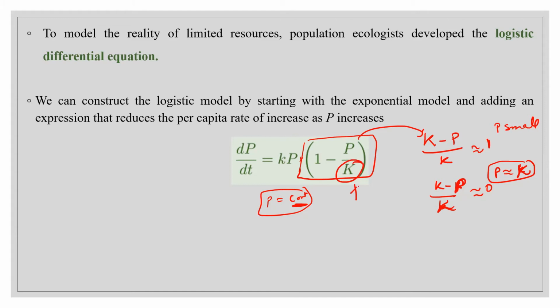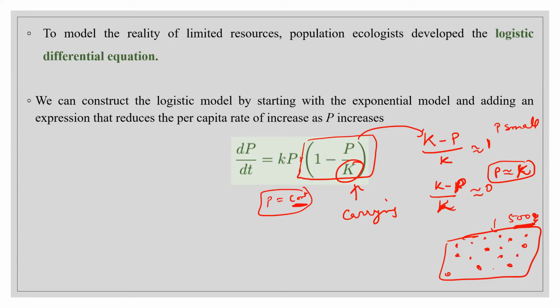So what is this? This is the carrying capacity. Carrying capacity means the number of population an environment can hold. Right? For example, suppose this is a room and it can take only 500 people. If there are more than 500 people, there will be something like low oxygen, and somebody will have to die. This environment cannot hold more than 500 people. So we call this the carrying capacity, and it is denoted by K.